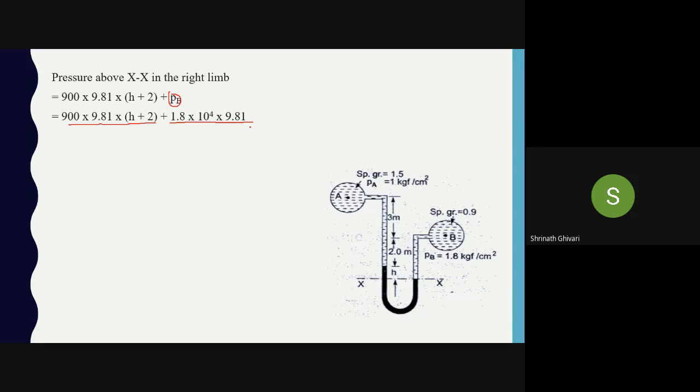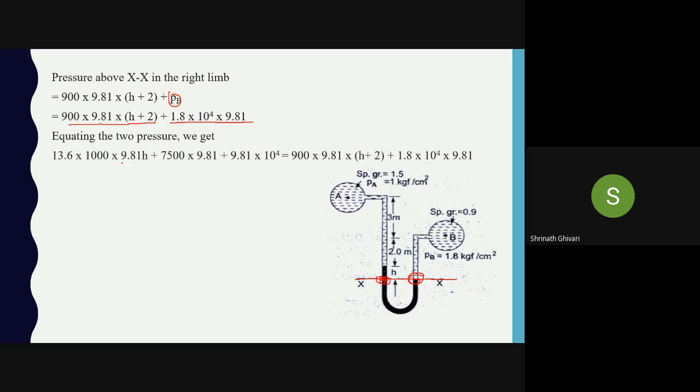I have to equate both, because the pressure acting in the left will be equal to the right. I'm taking everything with respect to the datum. Whatever pressure is at this point, the same pressure will be here in the horizontal line. Therefore, it will be equal. So equating the two pressures, I equated it: 13.6 into 1000 into 9.81 into H plus 7500 into 9.81 plus 10 to 4 into 9.81 equal to 900 into 9.81 into H plus 2 plus 1.8 into 10 to 4 into 9.81. Is this right or wrong?